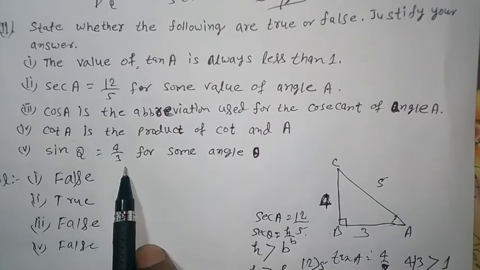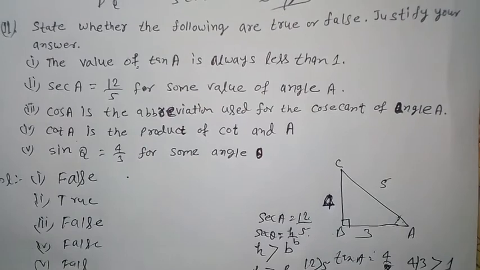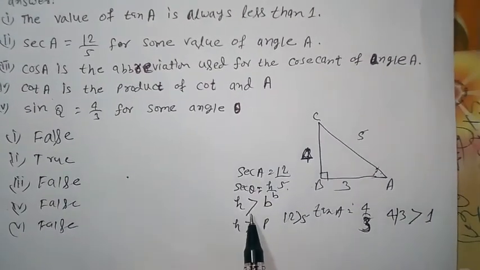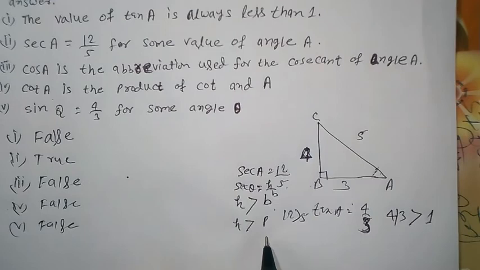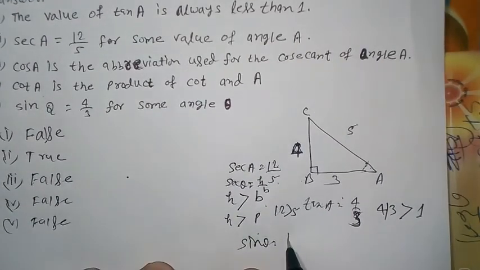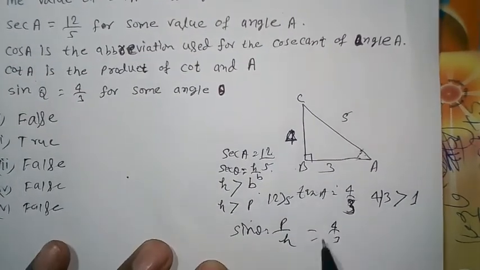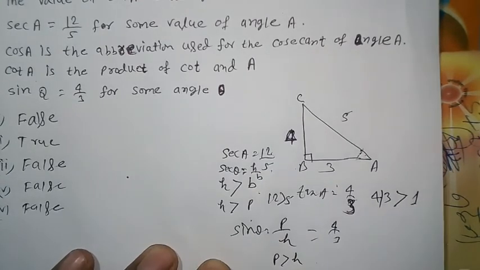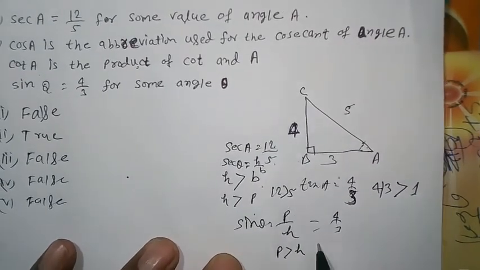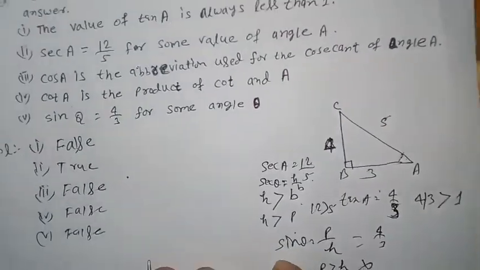Sin theta is equal to 4/3 for some angle theta. This is also false. Because here I have written that hypotenuse is greater than base and hypotenuse is also greater than perpendicular. But sin theta is equal to perpendicular by hypotenuse, and here 4/3. Now here perpendicular is greater than hypotenuse, so this is not true because hypotenuse is greater than perpendicular. Okay, so this is false.